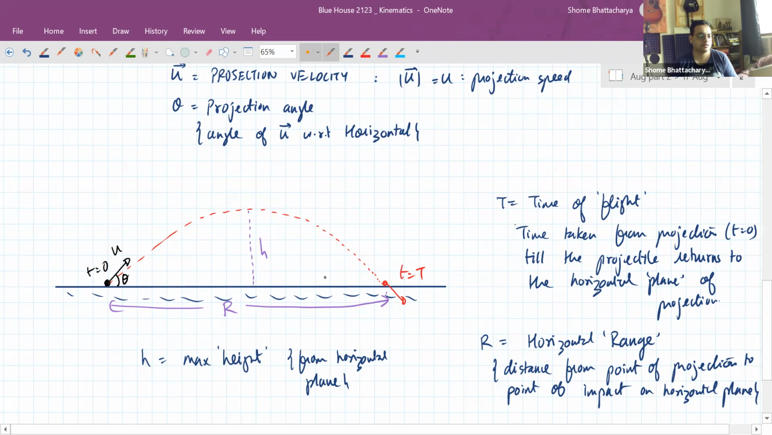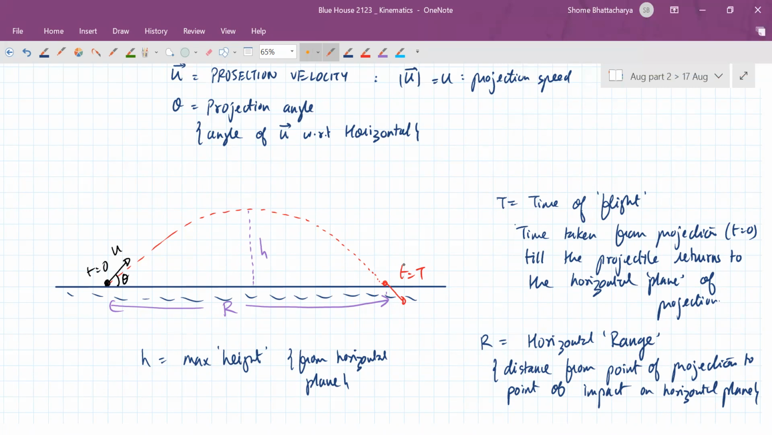Yes, sir, a straight line. Whereas the distance would be actually this curved path, which is not so much of importance here. What is of importance for us is where it's landing on the horizontal plane. So that straight line path from where it started to where it landed. So it's actually the displacement from initial to final time. It's like the magnitude of that displacement.